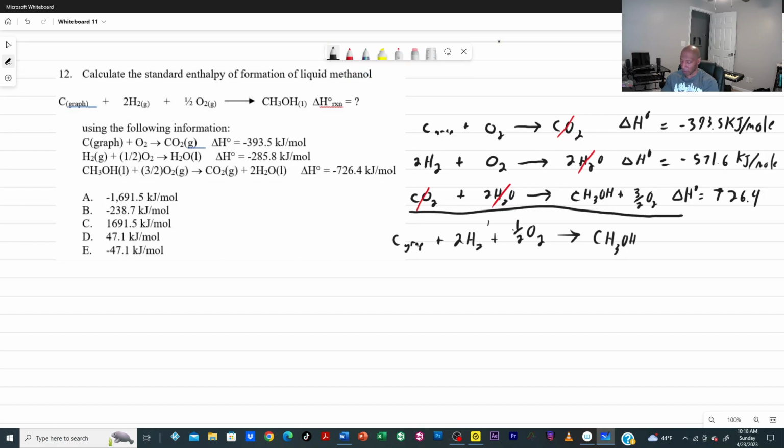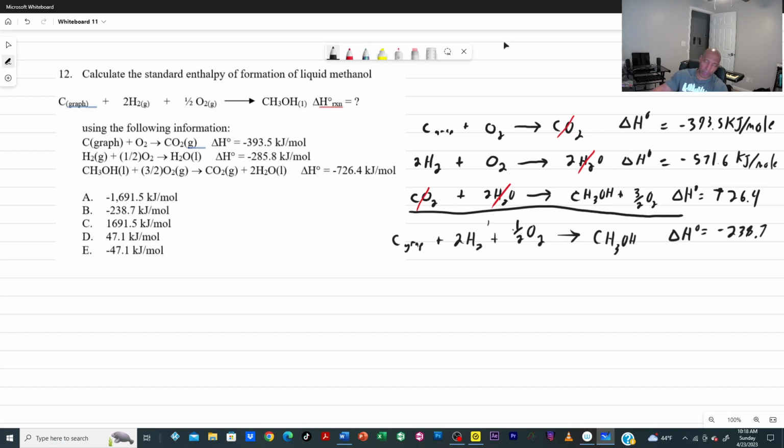So now all I have to do is add these enthalpy changes. So I'm going to say a positive 726.4 minus 393.5 minus 571.6.